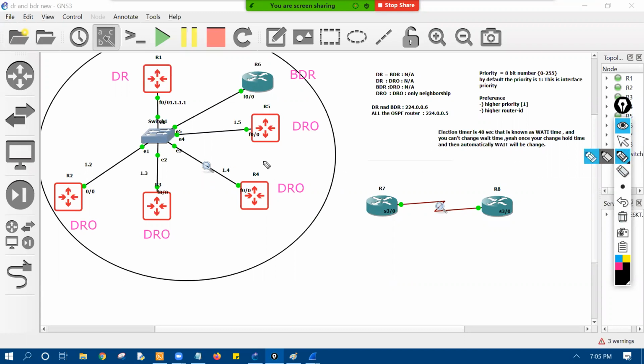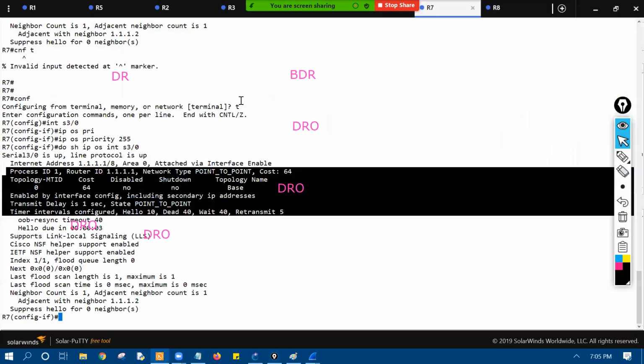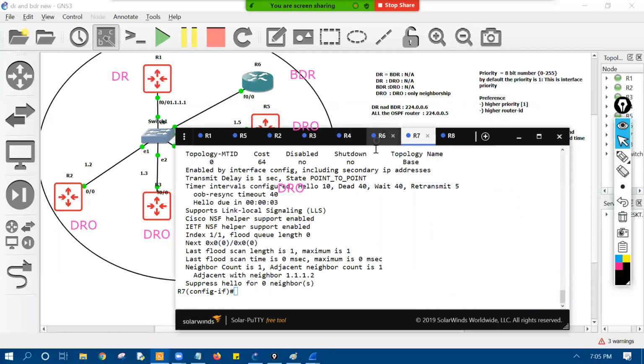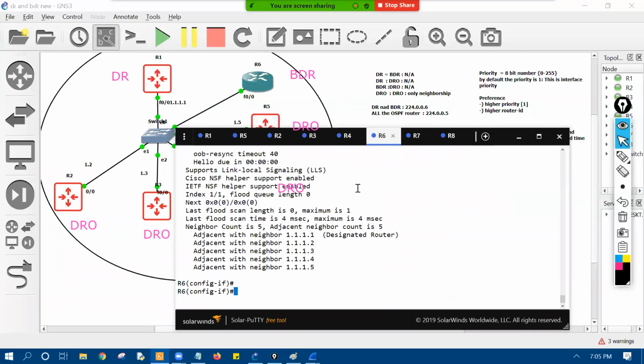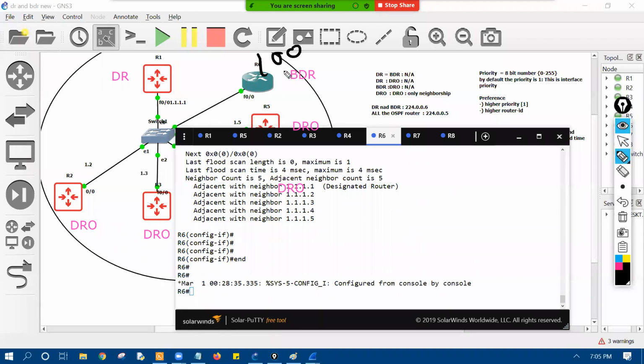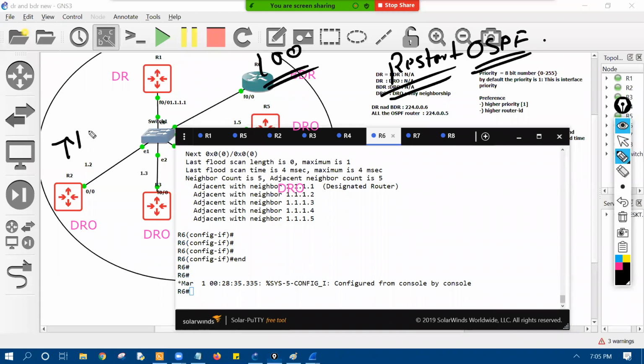But one doubt, sir. R6 you added after the election process, no, sir? Yes. I want to make R6 the only DR. Then okay, I'll make it for you. Let's make R6 the DR. Means I'll remove all the OSPF? How can you remove it like that, are you crazy? So right now R6 has a priority of 100 by default. You're not going to remove the process. You are just going to restart the OSPF process, because there's no need to remove the configuration.